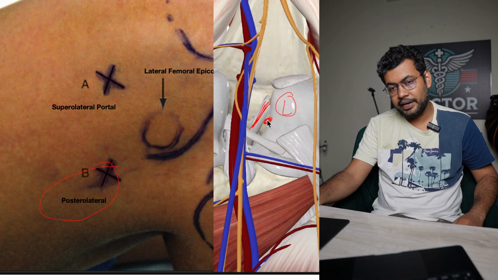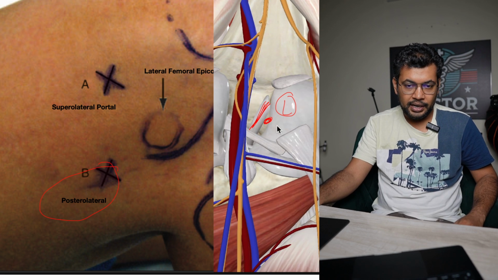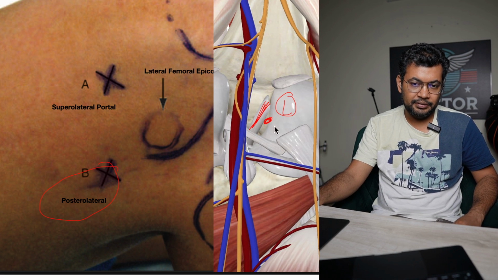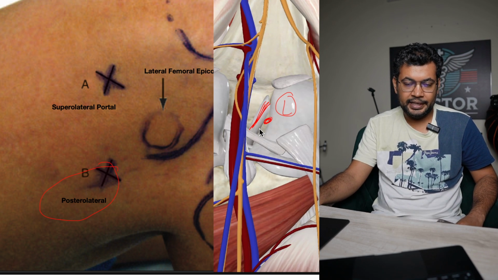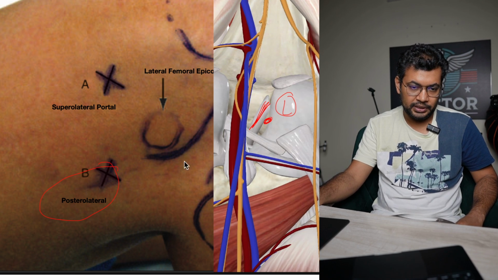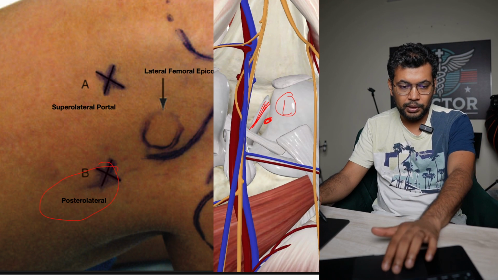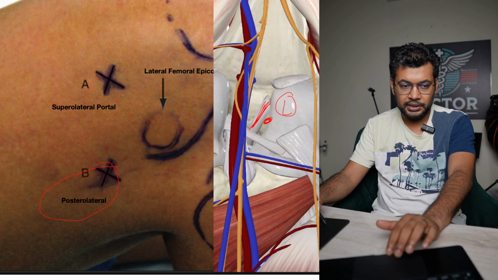Again similarly we may insert a trocar and then we palpate with the finger, and then we will insert a needle here and then trocar, skin incision, trocar and cannula, and then we can enter this posterolateral portal. So this is how we create the posteromedial and the posterolateral portals. So this was about all the portals in the knee.